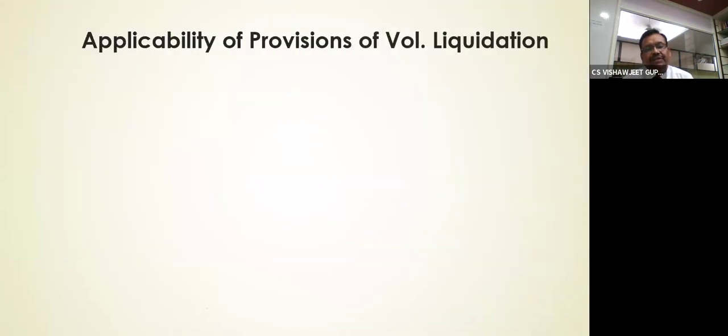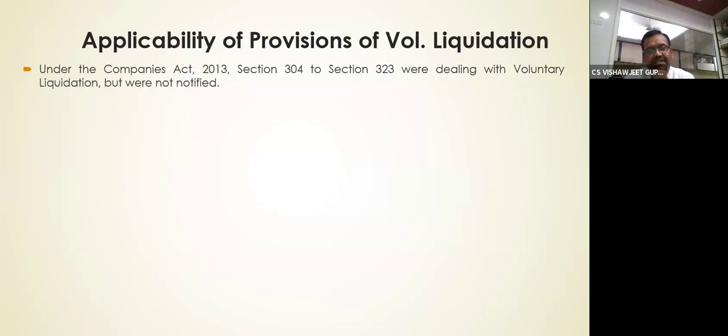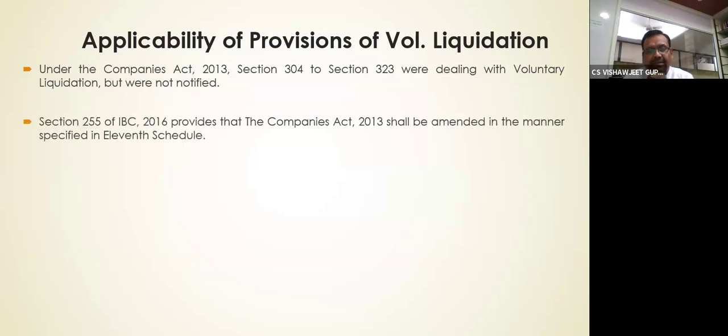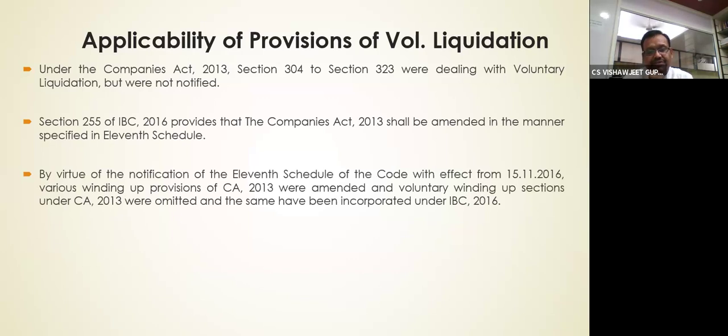Regarding applicability, the provisions of voluntary liquidation provided earlier under the Companies Act 2013, Section 304 to Section 323, were dealing with voluntary liquidation, but they were not notified. They were not applicable. Now, Section 255 of the IBC 2016 provides that the Companies Act 2013 shall be amended in the manner specified in the 11th Schedule. By virtue of the 11th Schedule, with effect from 15th November 2016, various winding up provisions of the Companies Act 2013 were amended, and the voluntary winding up sections under the Companies Act 2013 were omitted, and the same have been incorporated under the IBC.